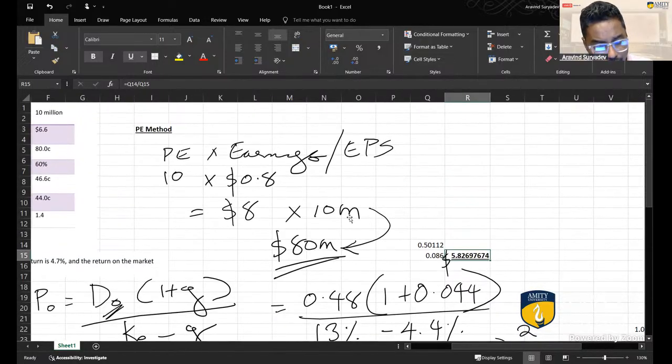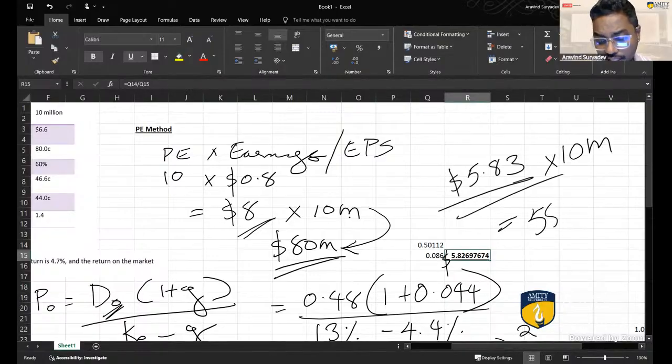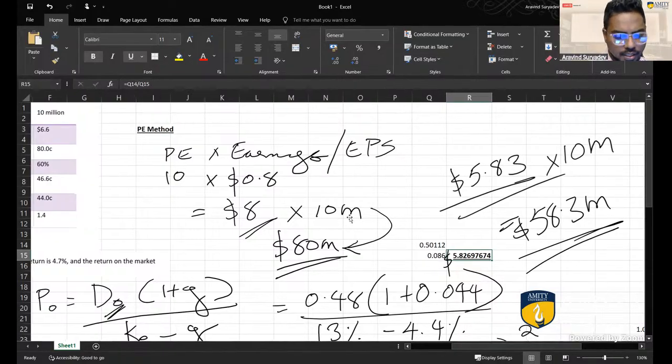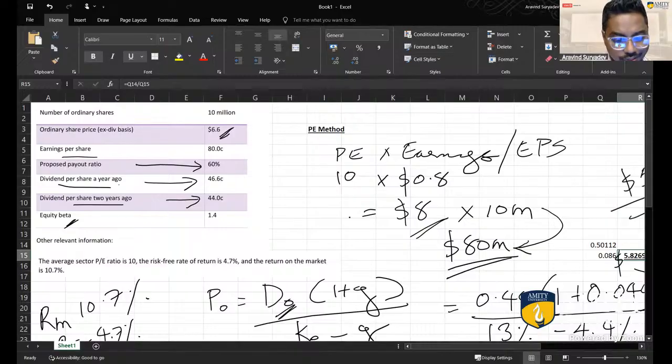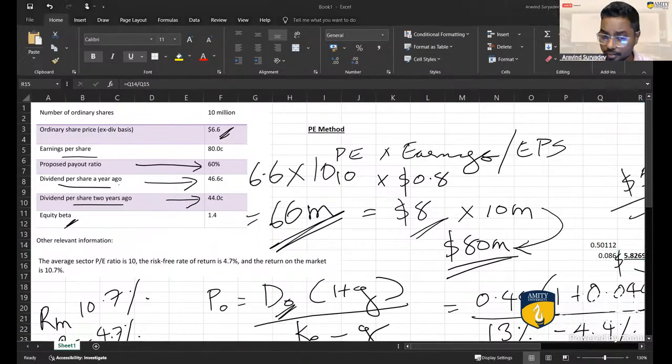So when we tried the price to earnings ratio, we got $80 million as the total value. Per share value was $8. When we tried the DVM, we got $5.83 as the per share value, which means the total value would be, multiplied by 10 million shares, $58.3 million. Now, if I take market cap, which is actually given in the question, the ordinary share price is given as $6.60 ex-dividend basis. $6.60 multiplied by 10 million, $66 million is the market capitalization. This is what we can understand from the different methods here. I hope you guys know all these methods. These methods are quite relevant. Now, let me show you guys the answer here.